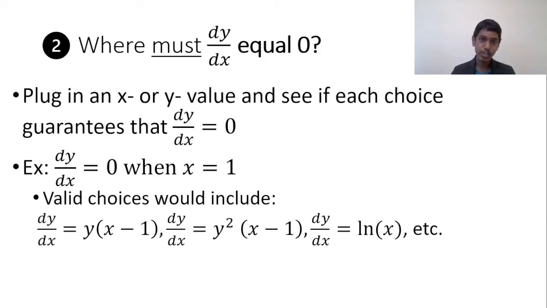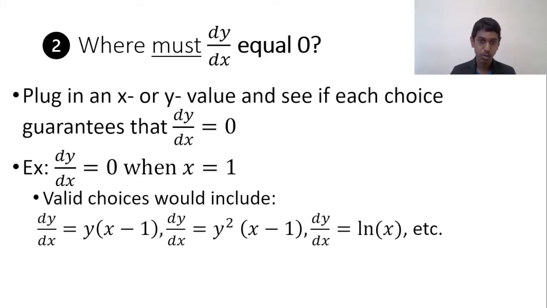The next thing you want to look at is where the derivative equals zero. You're going to want to plug in an x or y value and see if each choice forces dy/dx to equal zero. This is why we want to factor when we're writing out the answer choices on paper, so that we can quickly see whether it's going to be zero or not.